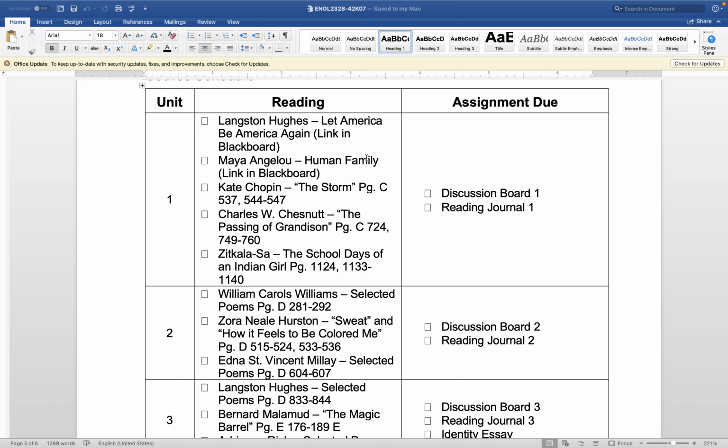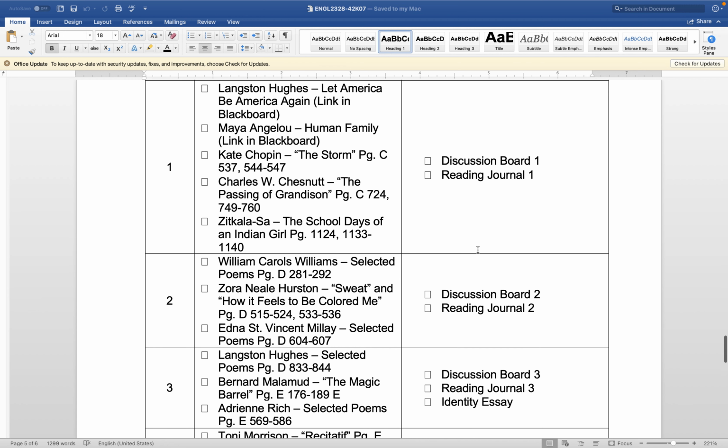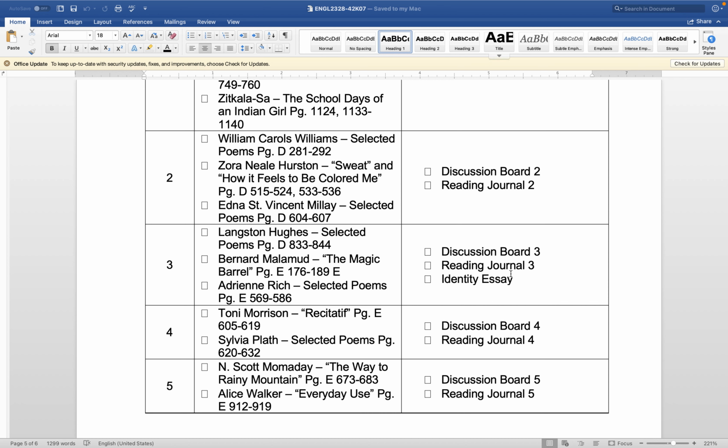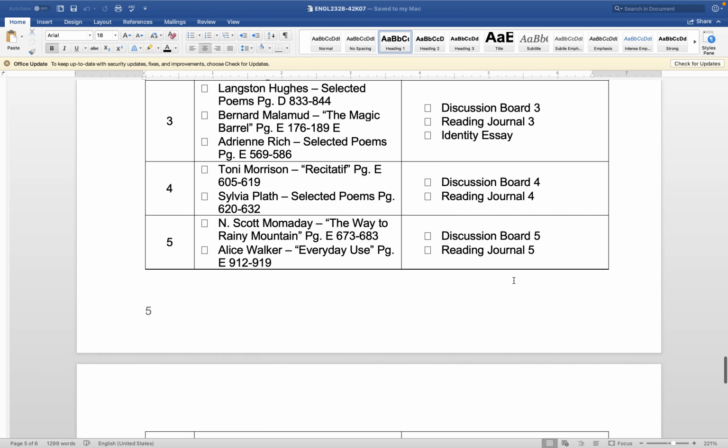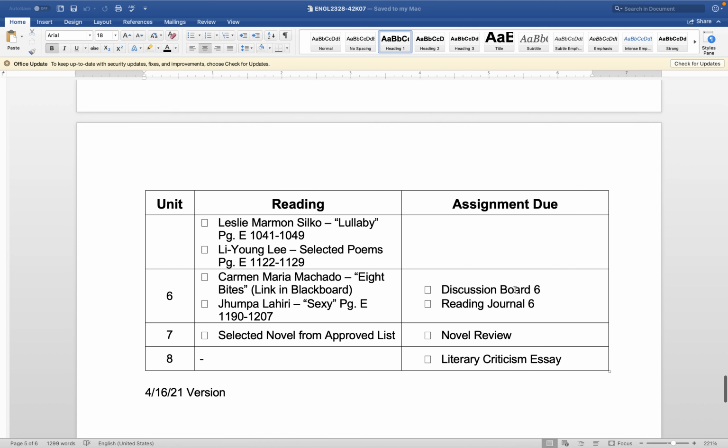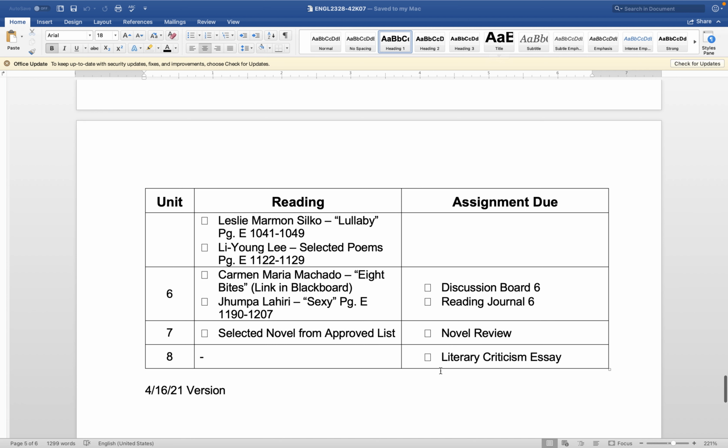I try to keep the readings at an appropriate level so that you can also be reading your novel as you're working through the class. So you'll have readings and then you'll have assignments, most weeks discussion boards and reading journals. We have that cultural identity essay due in Unit 3. And then the last 2 units of the class, Unit 7 and 8, this is where your other 2 essay projects are due. So you'll be doing a novel review in Unit 7 and a literary criticism essay in Unit 8.